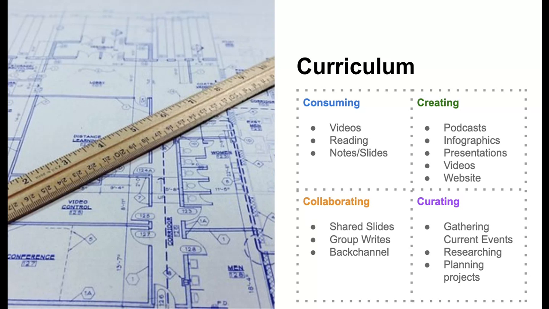When looking at curriculum, the easiest way to do digital learning is to present things for students to consume: videos, readings, notes, and slides. This is the lowest level of learning, is consumption when it comes to digital learning.